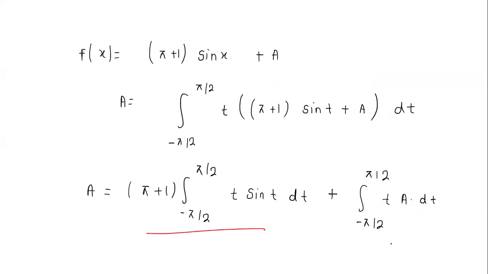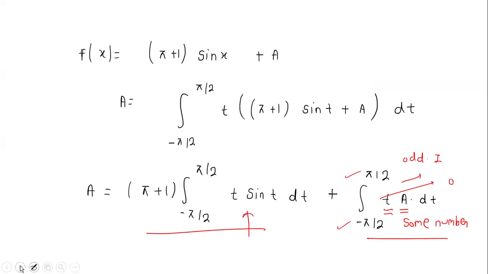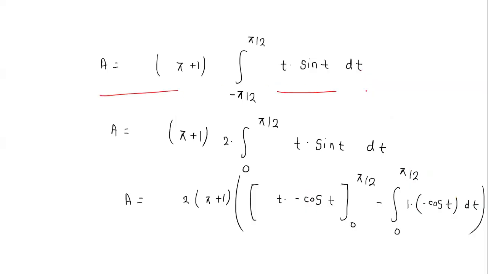One is this integration and one is this integration. This integration is simple. We know this is an odd integral. This a is some number, and this t is an odd function. So this is an odd integral from minus pi by 2 to pi by 2. So this will result in 0, and the remaining thing is only this. So a is equal to this.